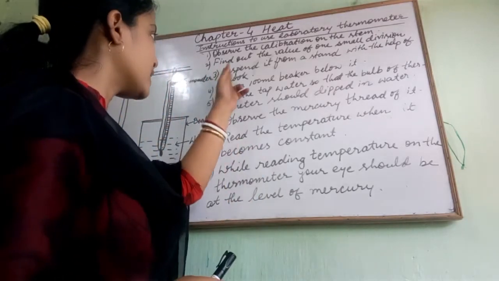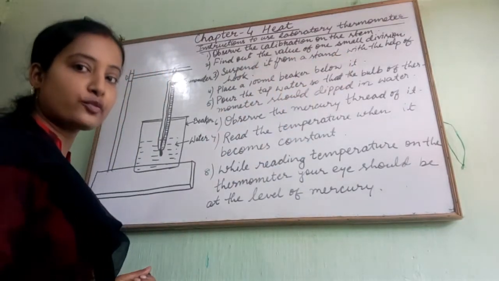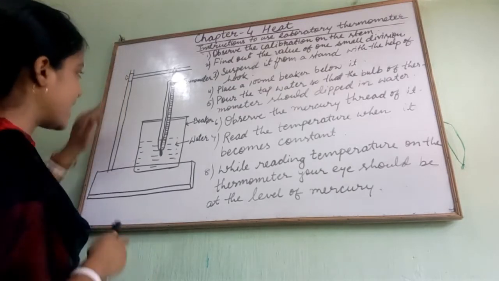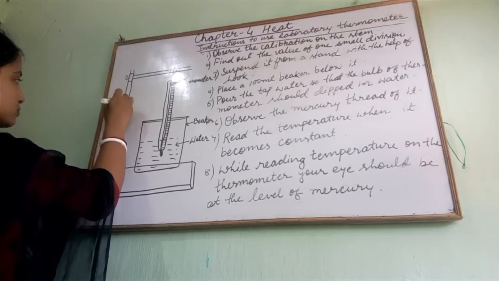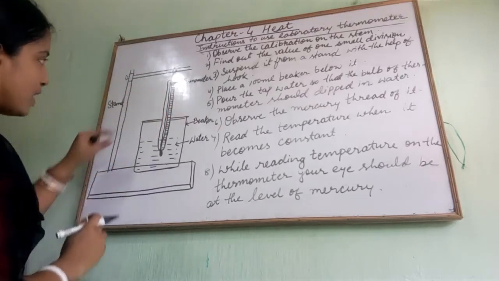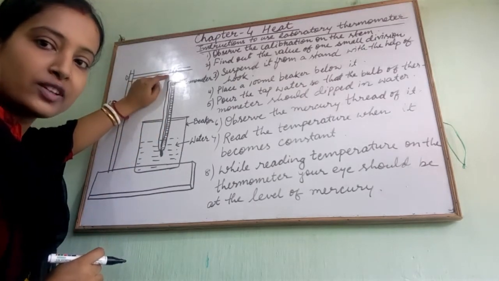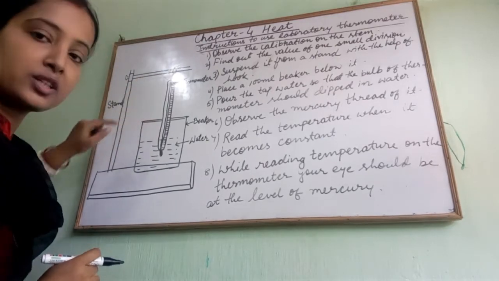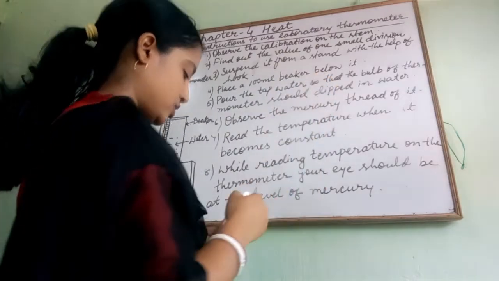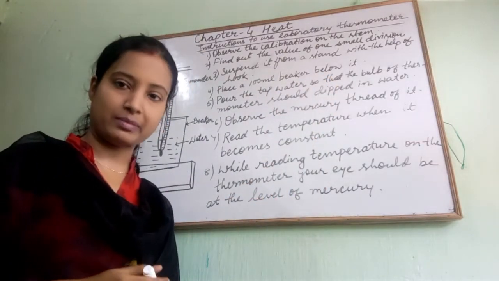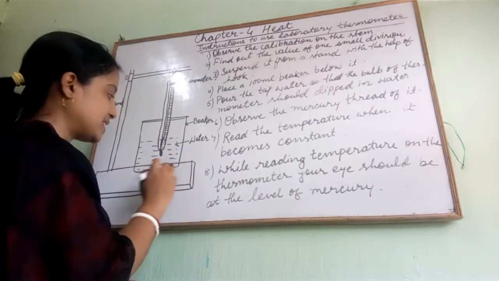Now the third one is suspend it from a stand with the help of a hook. First of all you have to take a stand. You can see this is a stand, children. You have to suspend the thermometer with the help of this hook in the stand. Now the fourth is place a 100 ml beaker below it. So let's take one 100 ml beaker and place it on the stand just below the thermometer.